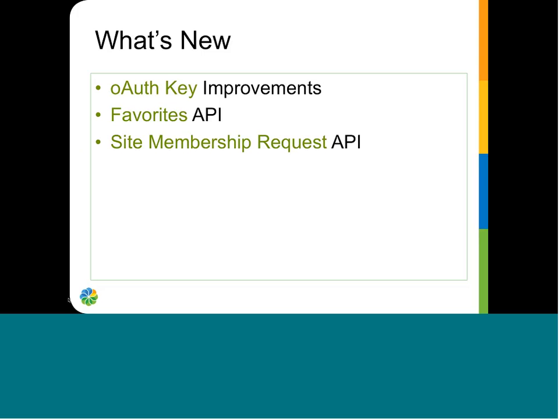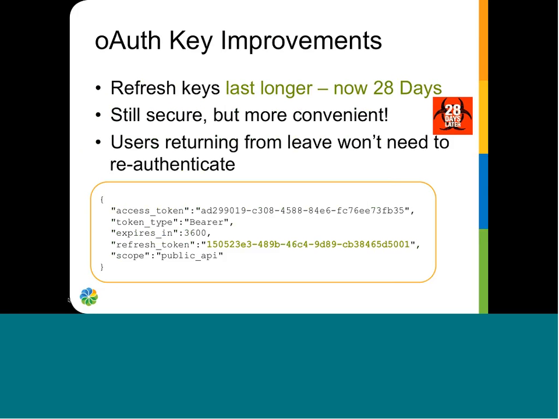So I'll be talking about some of the things that are new and some of the things Peter and I have been working on over the last few months. They consist of some OAuth improvements, a new API for favorites, and a new API for site membership. I'm going to talk to these APIs and show you a little bit about the structure of them, and then importantly, I'll go through a demonstration of some of these APIs in action.